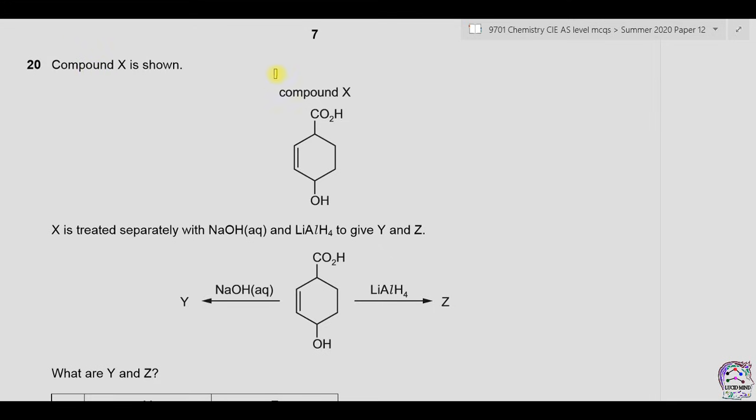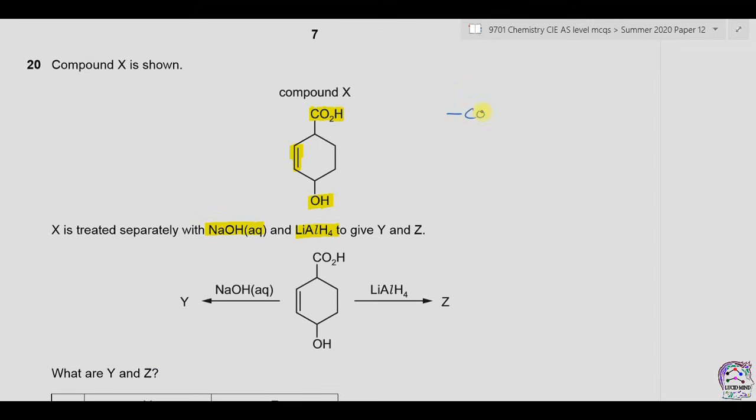Question 20. Compound X is shown. We can see compound X consists of carboxylic acid, alkene and alcohol group. X is treated separately with aqueous sodium hydroxide and lithium aluminum hydride to give Y and Z. What are Y and Z?